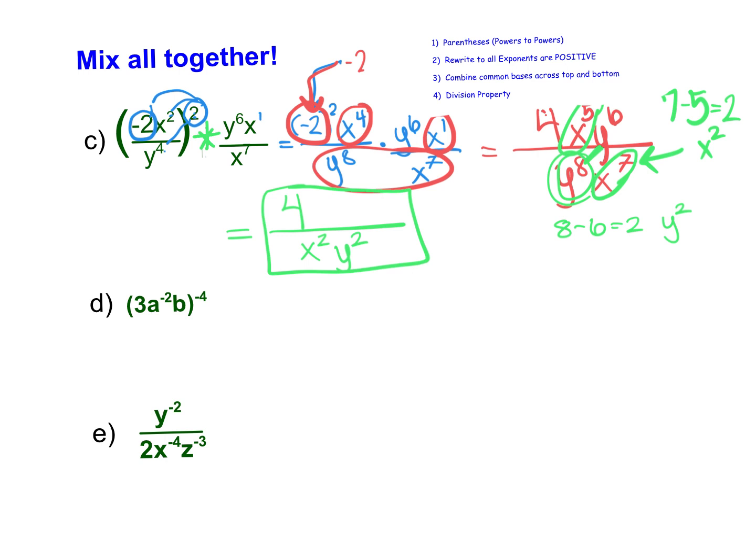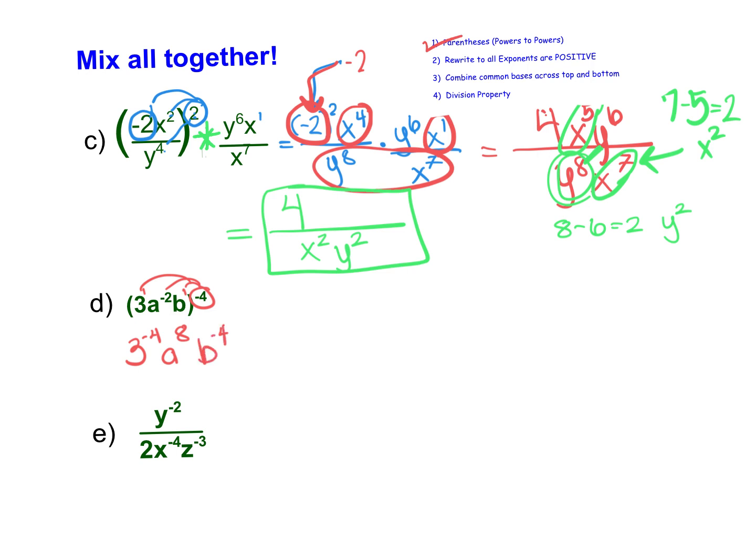So the first thing this says is to deal with the parentheses, which I'm going to do. So I'm going to put in all of my sneaky ones and then multiply every exponent by negative 4. So I have 3 to the power of 1 times negative 4 is negative 4. Then I have negative 2 times negative 4, which is a positive 8. And there's 1 times negative 4, which is a negative 4.